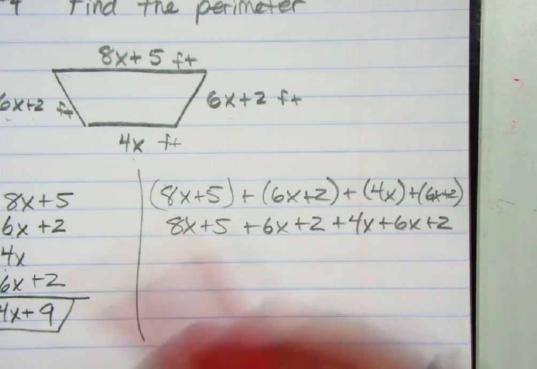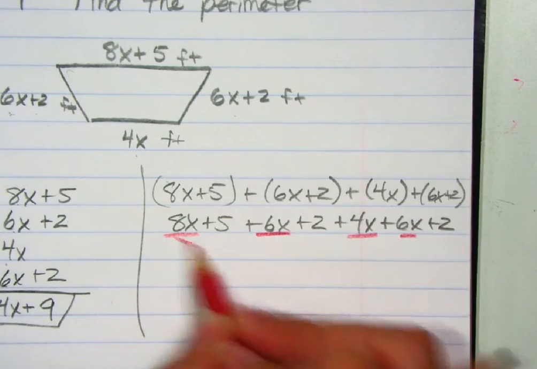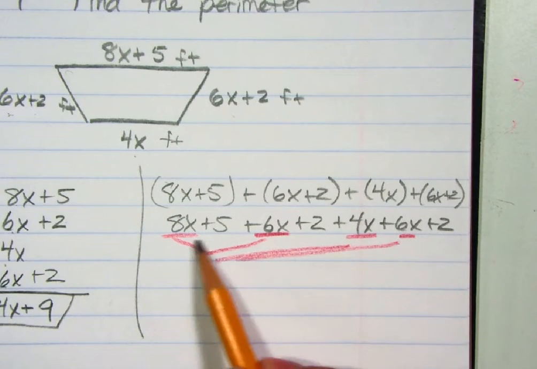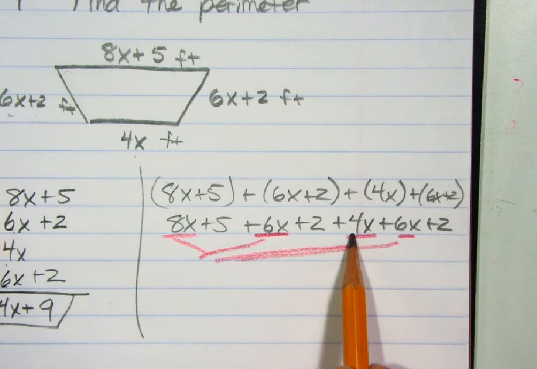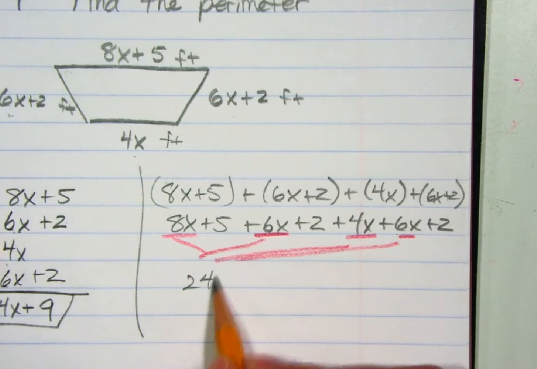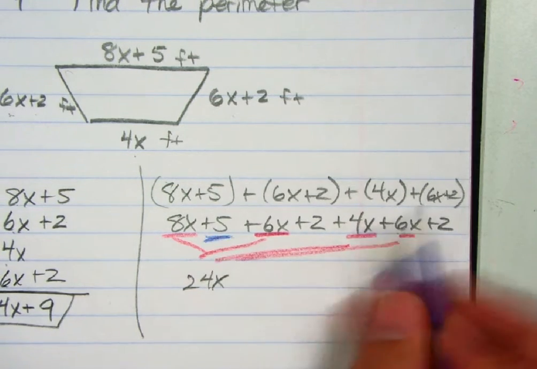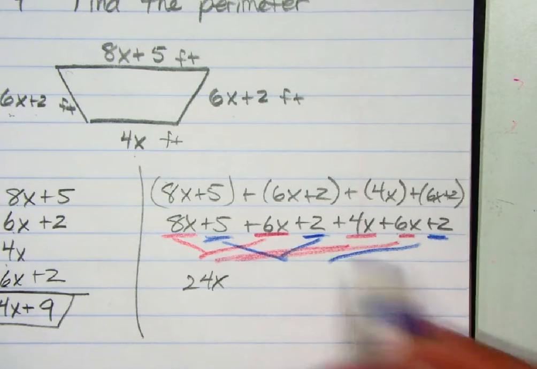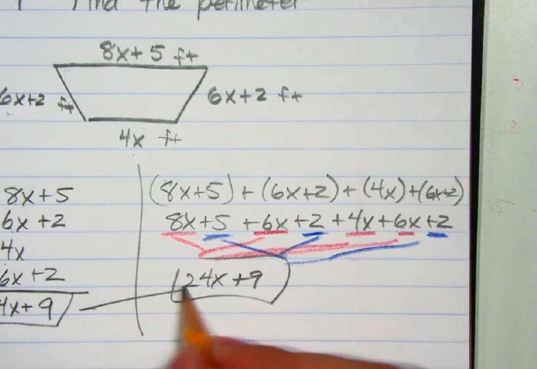And you say, all right, look, I've got an 8x, I got a 6x, a 4x, and a 6x. All that stuff is going to combine together. So again, I'm going to do the same thing. 8x plus 6x is 14, 18, 19, 24. So I get 24x. And then I come over here to the constants and I say, hey, I've got a 5, I've got a 2, and I've got a 2. If I add all that stuff up together, I get 9. And there's my final answer.